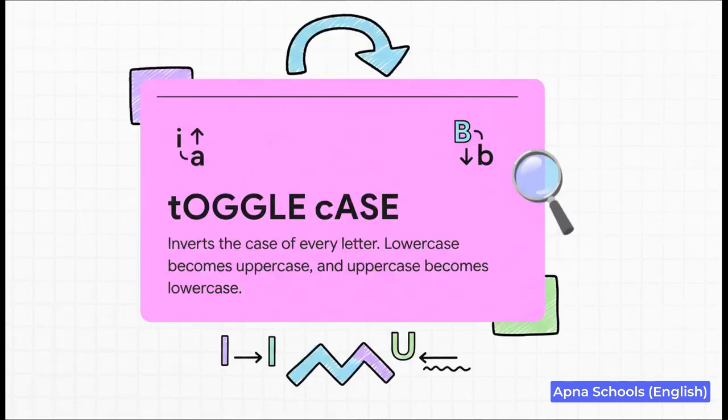So here's the deal. Toggle case is basically an inverter. It flips the case of every letter. Anything that's lowercase becomes uppercase, and anything that's uppercase becomes lowercase. It's designed to fix one very specific and very weird mistake.